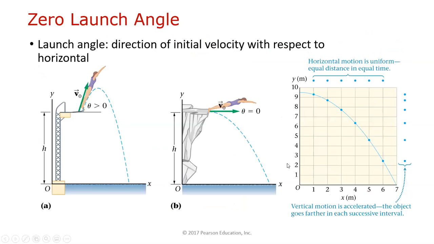Now, because there are many types of projectile motions, these two diagrams show two of them. The other one would be something like this.